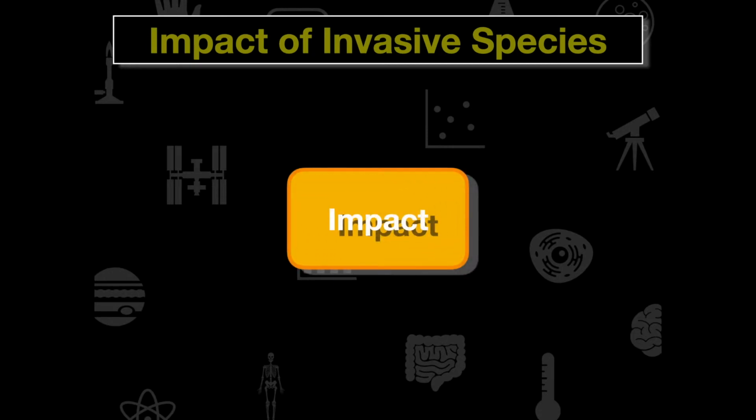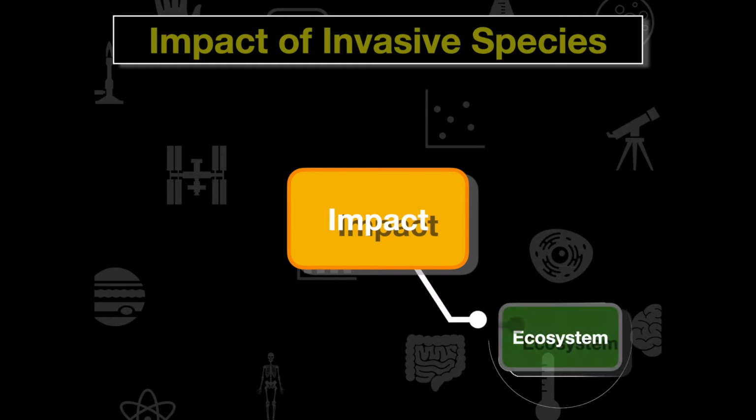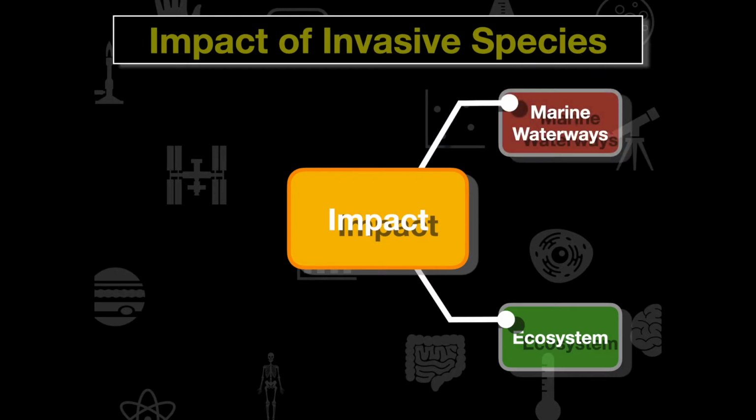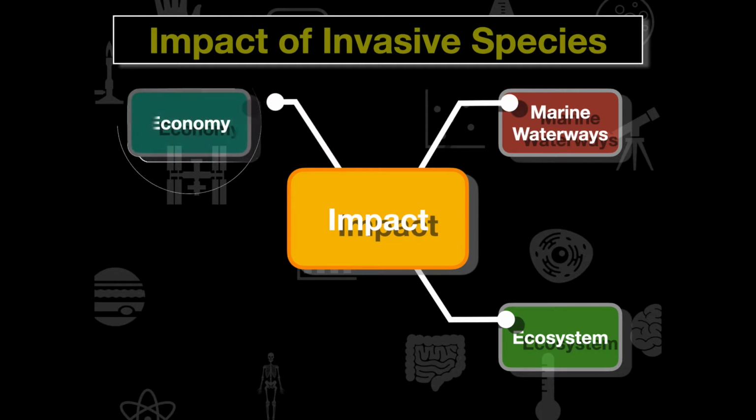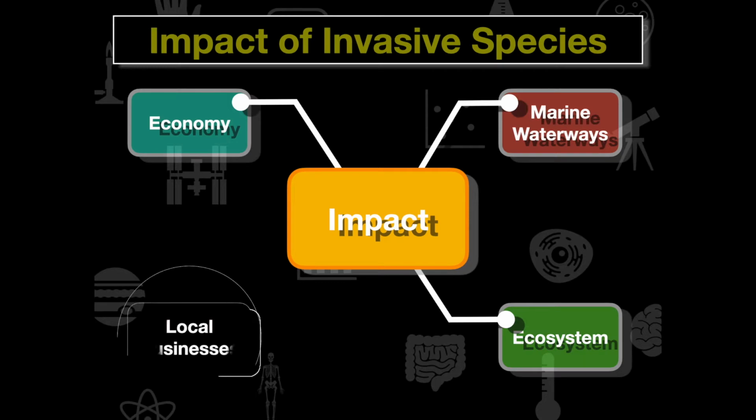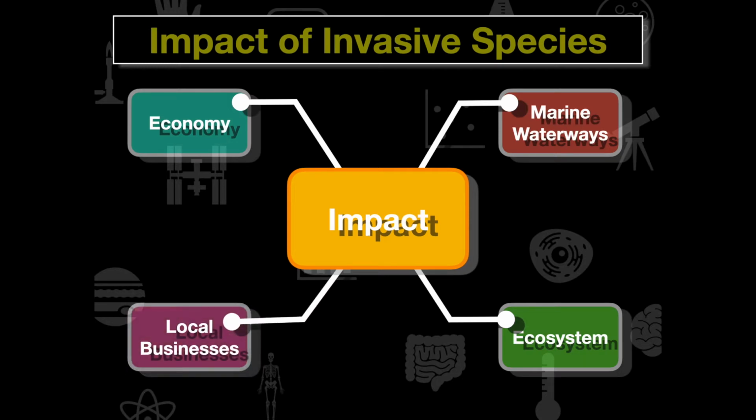Now, when we think about the impact of invasive species, well, like our zebra mussels, they're going to have an impact on the area that they go through and we can say infect. So they certainly have an impact on the ecosystem. So this can be the marine waterways, but it's also going to be all those organisms in that ecosystem. But they also have an effect on the economy. All those boats that need to come in and ship material there, and all the local businesses that rely on those waterways are going to be impacted by these invasive species. So when we go through and think about this, invasive species have a large impact on the environment that they are introduced to.